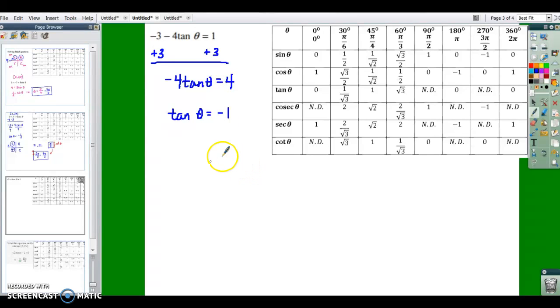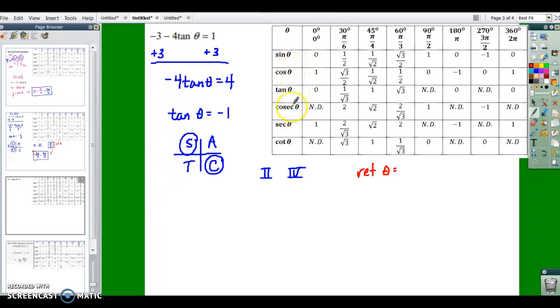Okay, so let's deal with the negative first and then we don't have to worry about it. Which two quadrants is tangent negative in? Tangent is negative in the second and the fourth. So I know that my two answers have to be in the second quadrant and in the fourth quadrant. Okay, so let's figure out what that theta is, that reference theta, to help us get our final answers.